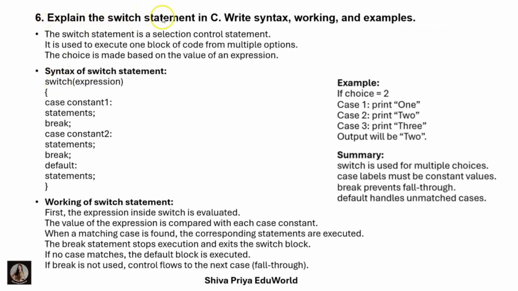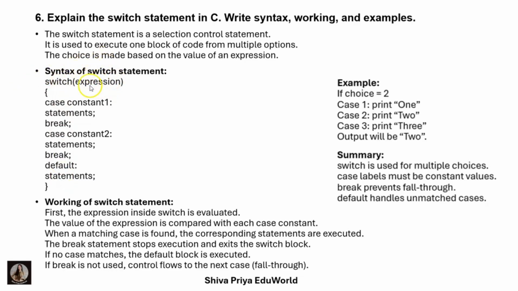That is, explain the switch statement in C. Write the syntax, working, and examples. Here, the switch statement is a selection control statement. Why? Because it is used to execute one block of code from multiple options. Even though it has multiple options, it will choose only one block of code to execute. The choice is made based on the value of the expression. Based on the expression, it will choose which block to execute. Clear? Let us see the syntax.